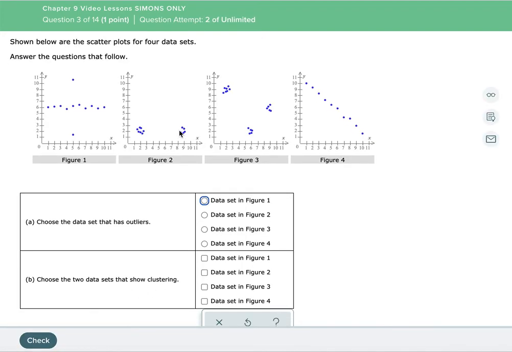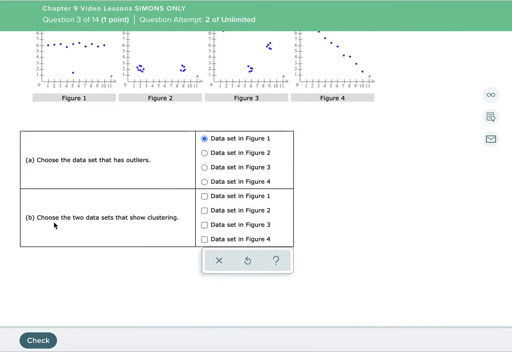Shown below are the scatter plots for 4 data sets. Exact same thing. Answer the questions that follow. Letter A wants us to find the ones that have outliers. Figure 1 looks a lot like the one we just looked at. You've got these 2 points here that don't really fit. It's like one of these things is not like the other. So I think that's going to be figure 1. Figures 2, 3, and 4 all seem to have some sort of grouping going on. So it's just figure 1.